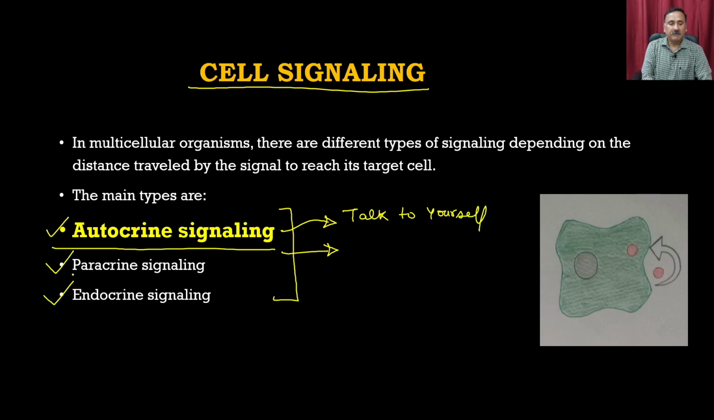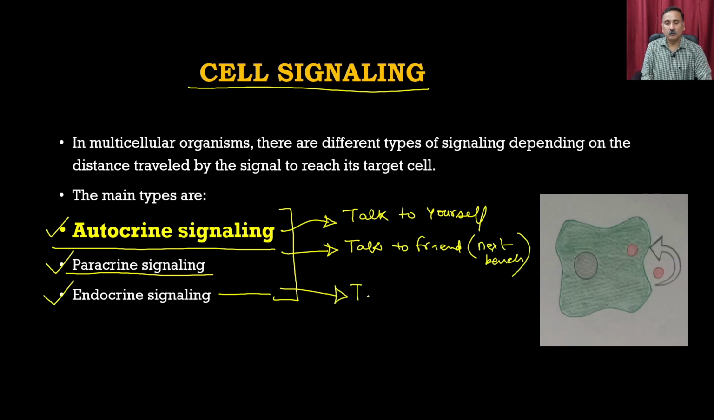And then we have the paracrine signaling, where you are going to talk to your friend who is your neighbor, or who is on the next bench, which means very close, right? And then the endocrine signaling means you talk to your friend, but he is in another city.